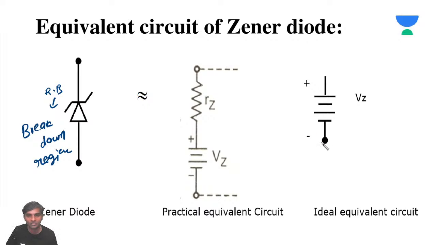When it is reverse bias, obviously you will have positive here and negative here. If you consider its resistance also, it will become RZ. If you neglect this, you will have only the voltage VZ. So that's the ideal equivalent circuit, and the one with RZ is the practical equivalent circuit.